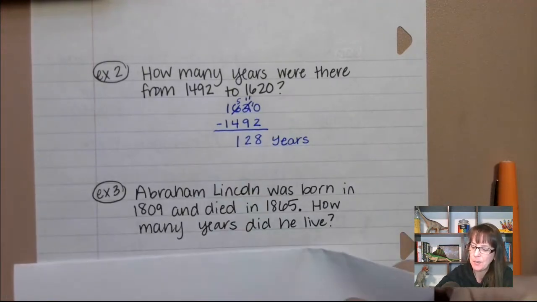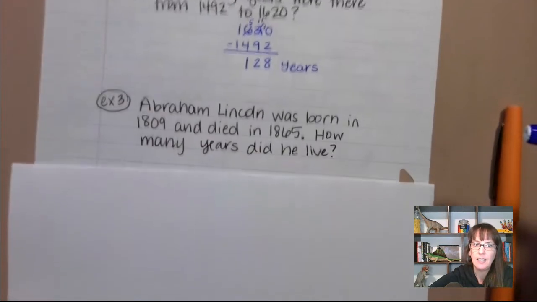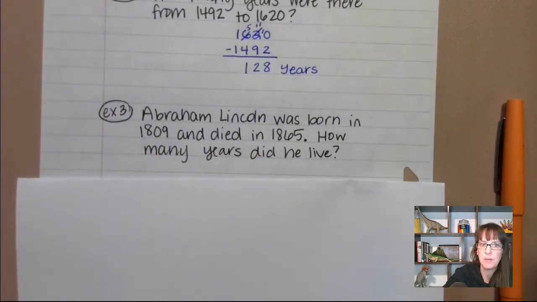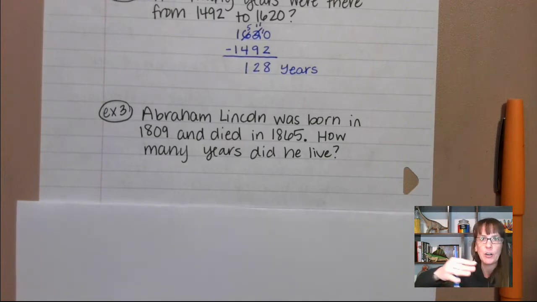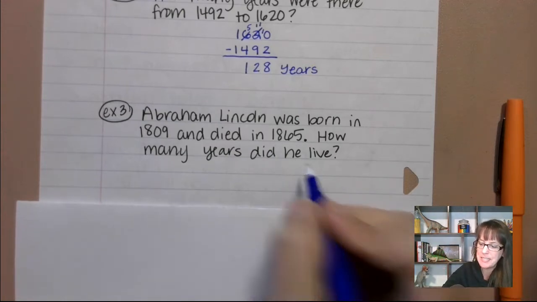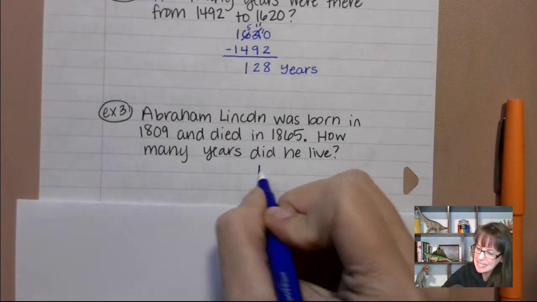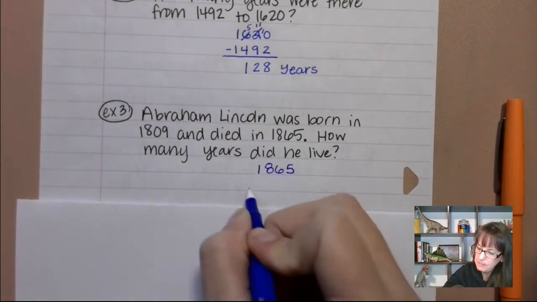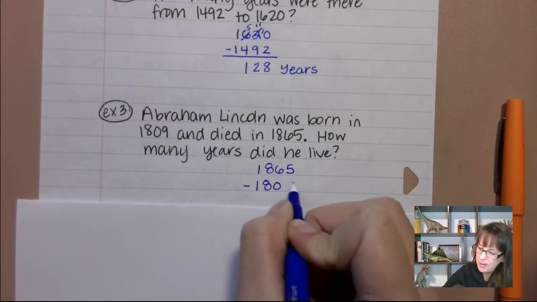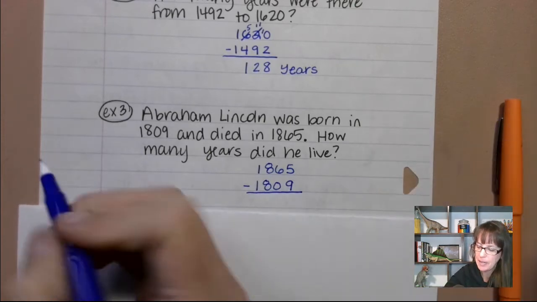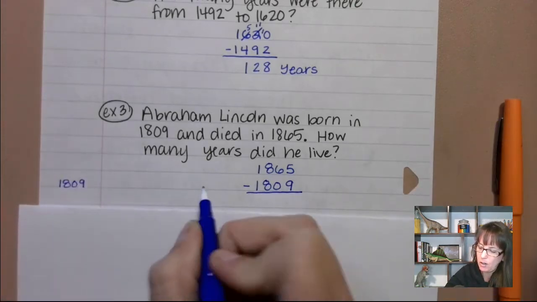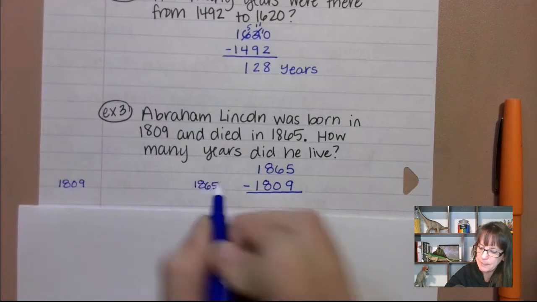Okay, so let's try this other example. Abraham Lincoln was born in 1809 and died in 1865. How many years did he live? Well, this is how we compute your age, right? We take the current year and we subtract the year you were born, and that is how old you are. So we're going to do the same thing here. We're going to take 1865 and minus 1809. Now, we could do this the standard way, but I want to show you a neat little trick.